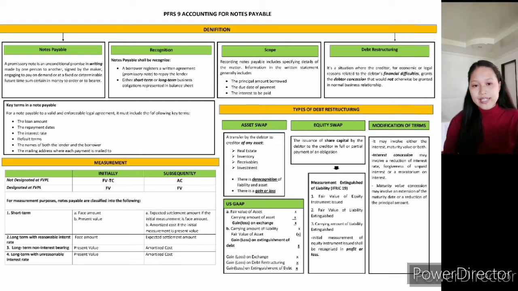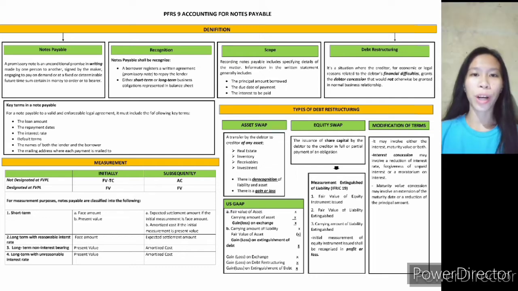Under U.S. Generally Accepted Accounting Principles or GAAP, the formula to get the gain or loss on exchange and the gain or loss on extinguishment of debt is: fair value of asset less carrying amount of asset is equal to gain or loss on exchange. And carrying amount of liability less fair value of asset is equal to gain or loss on extinguishment of debt. Gain or loss on exchange less gain or loss on debt restructuring, we come up with the gain or loss on extinguishment of debt under U.S. Generally Accepted Accounting Principles.